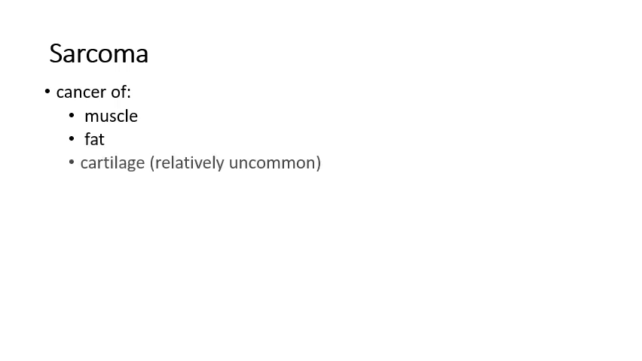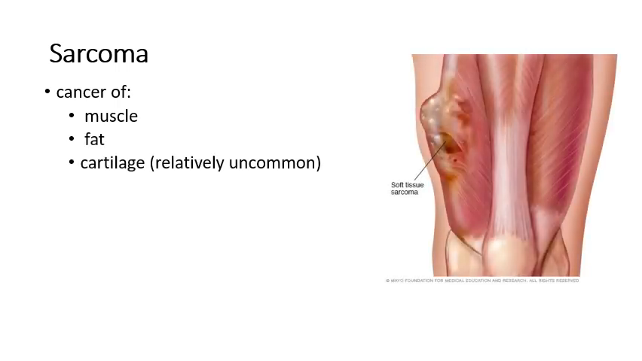A sarcoma is a cancer that happens, if those of you who've taken kinesiology or biology, remember a sarcomere is the unit of a muscle. So this is going to be a cancer that arises in connective tissue such as muscle or fat or cartilage. Now it rarely happens in cartilage, but it can happen. So this is a cancer that's arisen in the muscle.